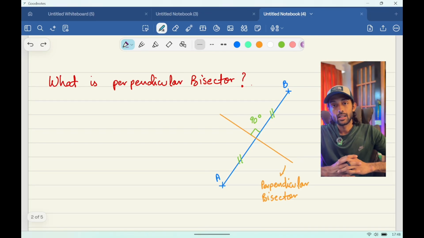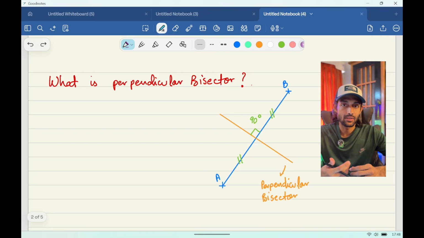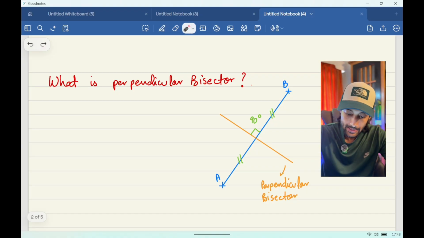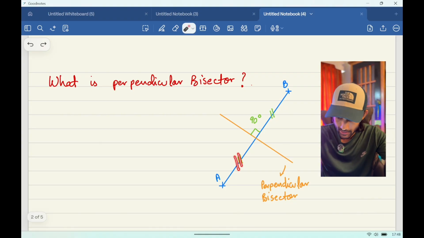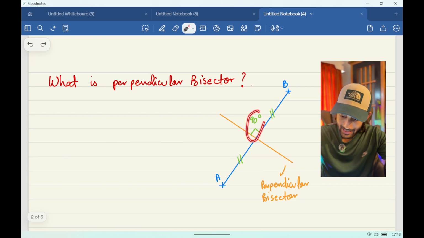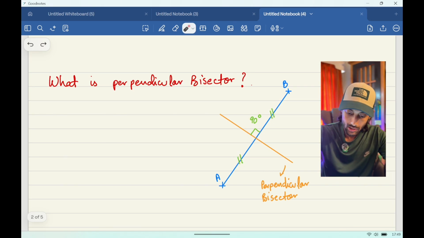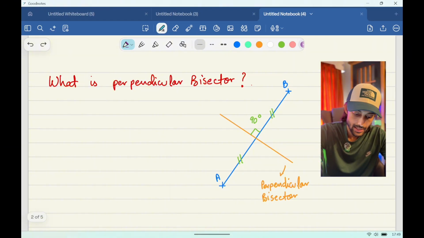So the first thing is we need to first know what exactly is a perpendicular bisector. As we can see over here, we have this blue line. This is a line segment consisting of these 2 points A and B, and this is one other line which is the perpendicular bisector, and this perpendicular bisector is basically bisecting this blue line in 2 parts. This blue line is being split into 2 equal parts, and the angle over here is 90 degrees.